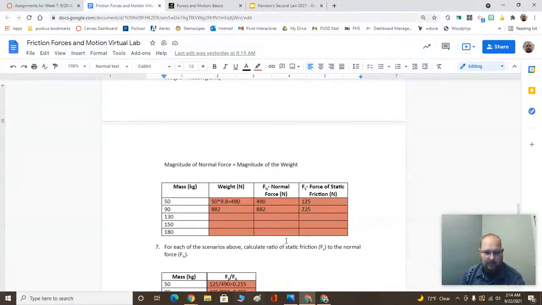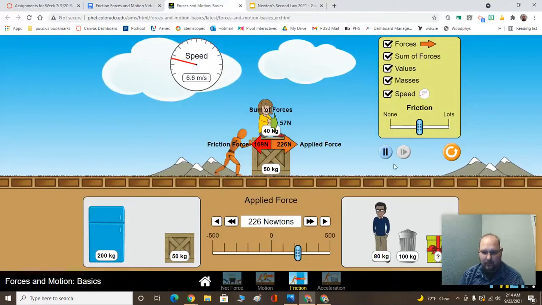Okay, but what we want to be doing is we would just want to write that 225. So we're going to do that with all of these masses, with a total of 130, a total of 150, and a total of 180. Okay, so we can do this any way that we want to.